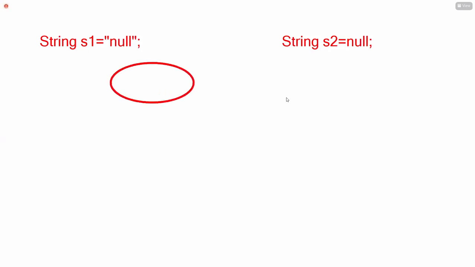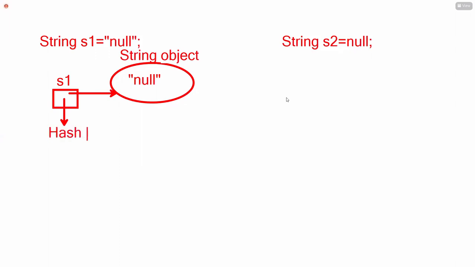One object is created. This object contains null. Okay. Here the object is created, a string object. That object contains null, hash code. This object reference contains the hash code. Here the hash code will be stored. Okay. Here S2 contains null. Here no hash code, no object.